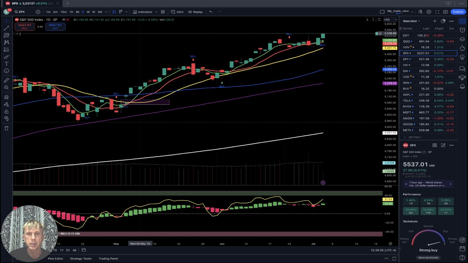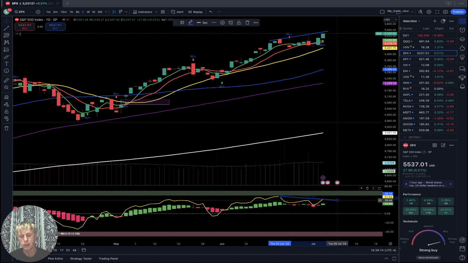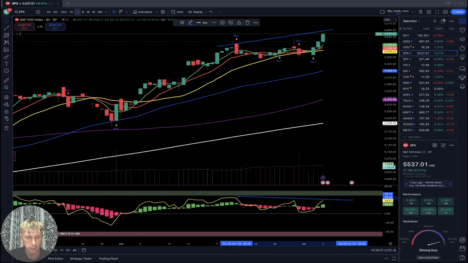S&P 500 plus 0.5% daily time frame, same story. Less powerful, but same story. You see price action is bullish, right? Last bar above all moving averages, and RSI has bearish divergence also. But trend is bullish. On the four hours time frame, same: last bar above all moving averages, bullish trend, and RSI has bearish divergence.